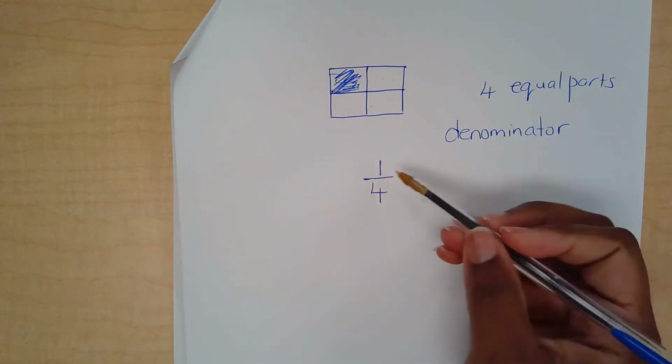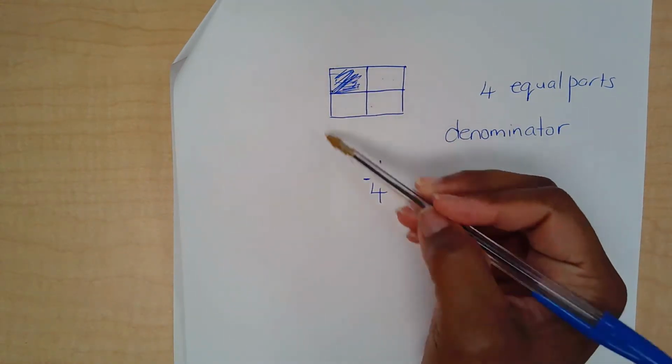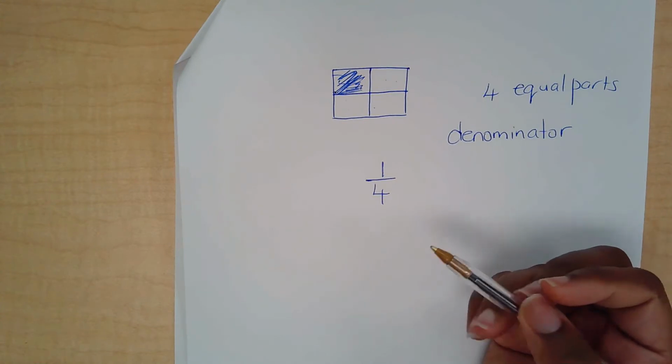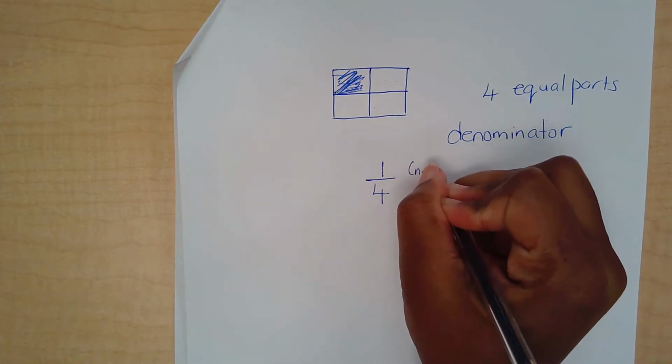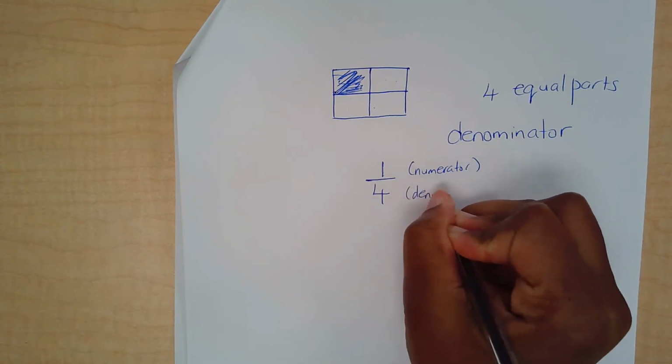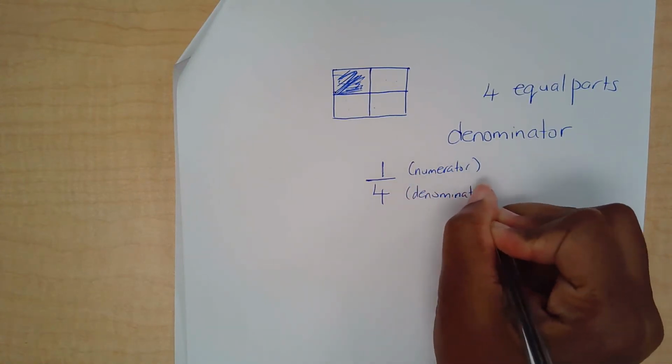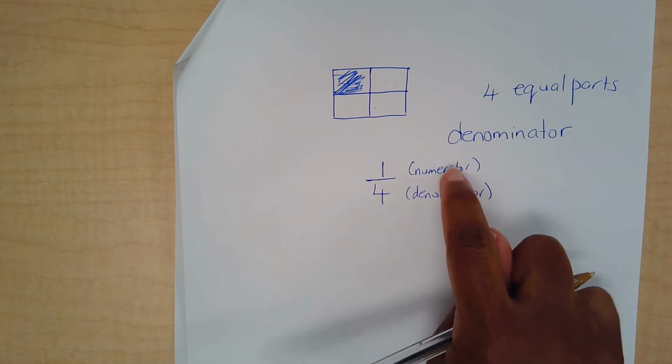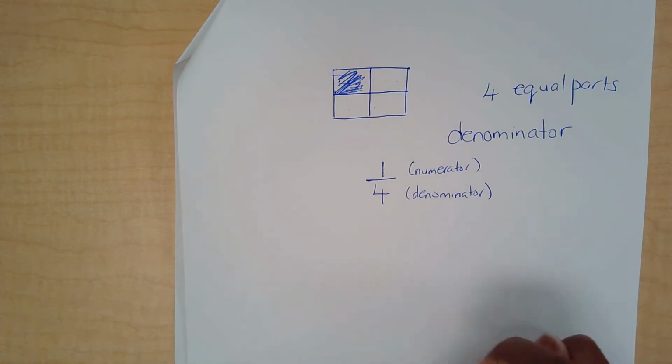1/4. What does this mean? Well, 1 out of the 4 has been shaded. Now, this is why this is the numerator, and this is the denominator, because the numerator is telling us how many parts out of the whole have been shaded.